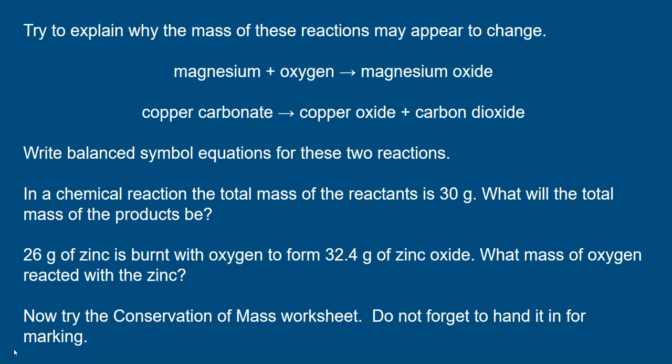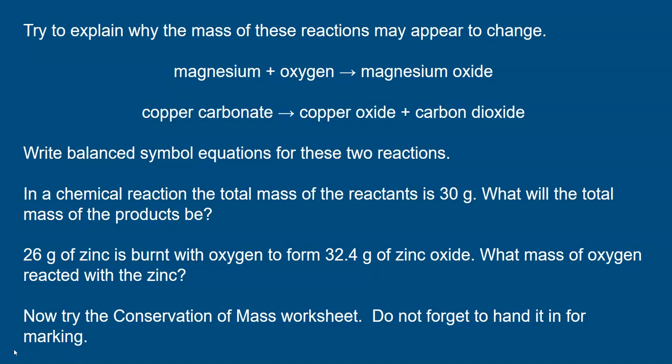Now, in a chemical reaction, the total mass of the reactants is 30 grams. What must be the total mass of the products? Well, remember, the law of conservation of mass says that the mass of products equals the mass of the reactants. So the mass of products must be 30 grams as well.